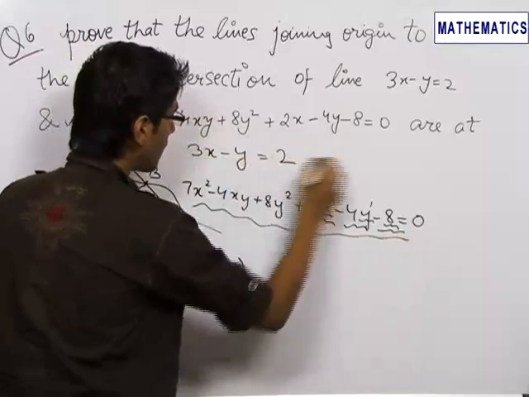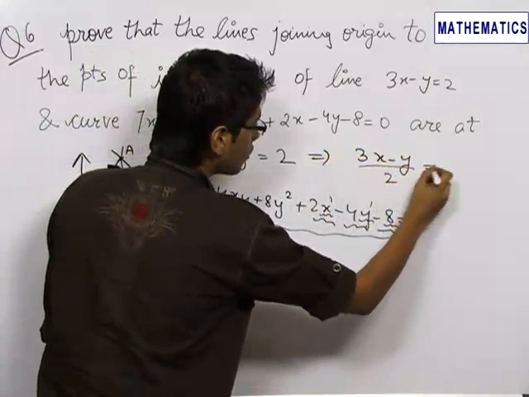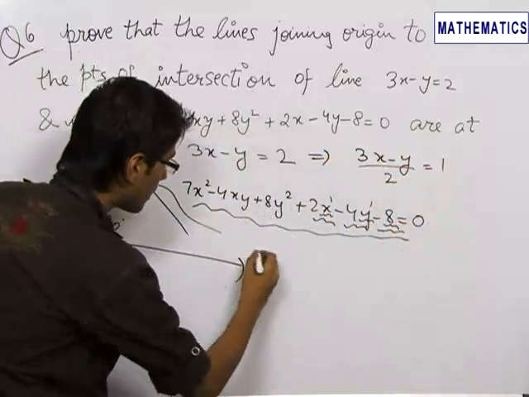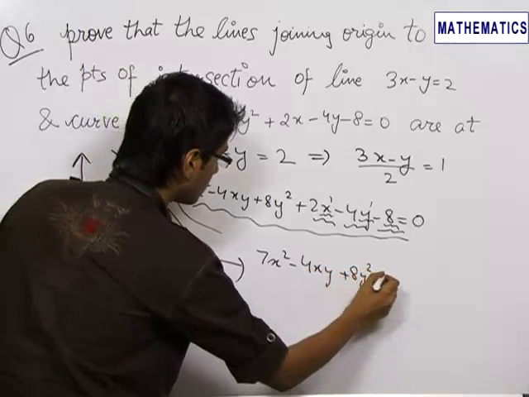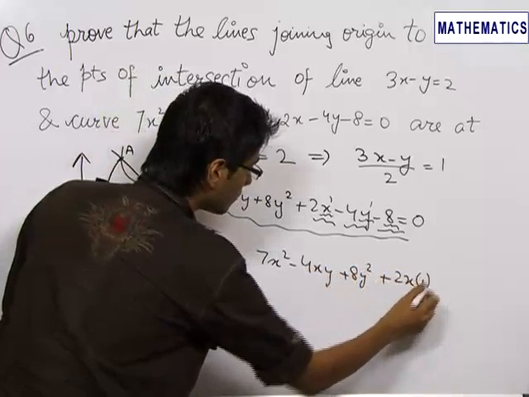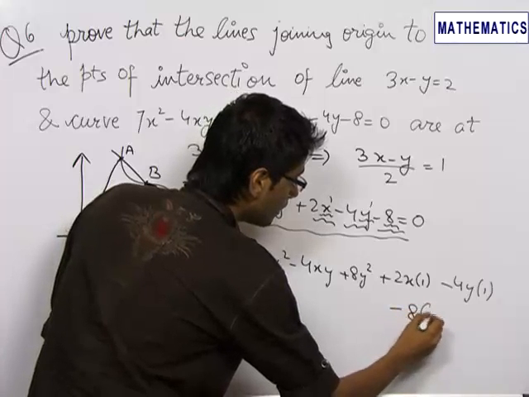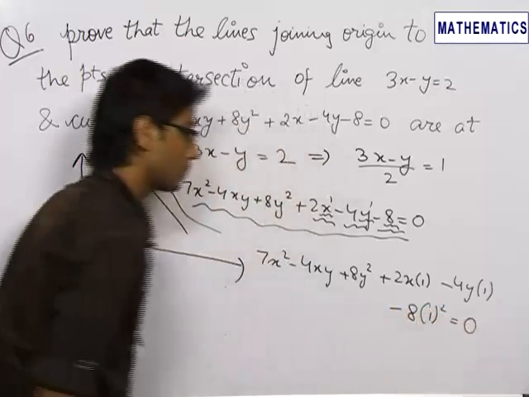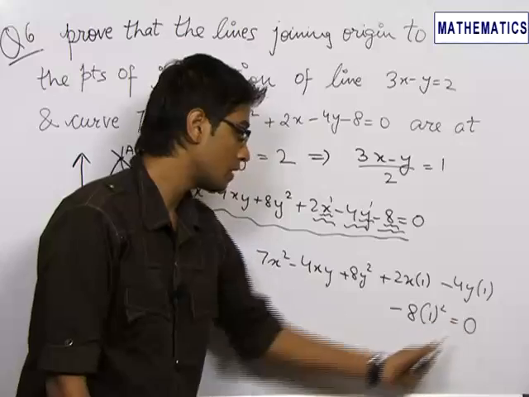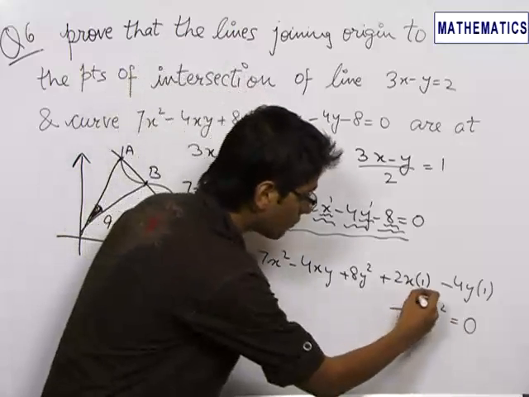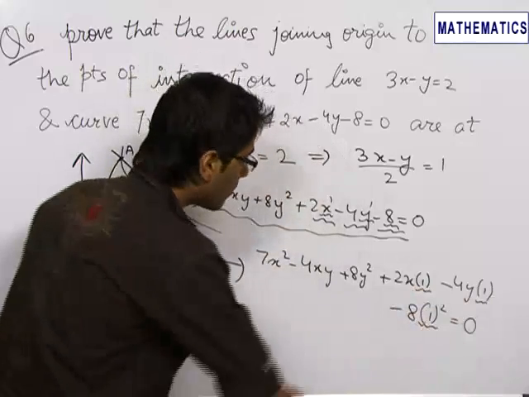Now we can see 3x minus y equals 2. So (3x minus y) upon 2 equals 1. We can rewrite this equation as 7x square minus 4xy plus 8y square plus 2x into 1 minus 4y into 1 minus 8 into 1 square equals 0. We have multiplied the x term with 1, the y with a 1 and 8 with 1 square in order to provide it 1 degree, it has 1 degree, and we have to provide this constant with 2 degrees. So we have multiplied it with 1 square.